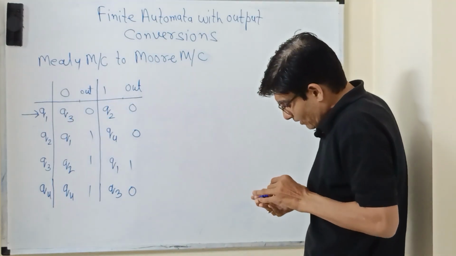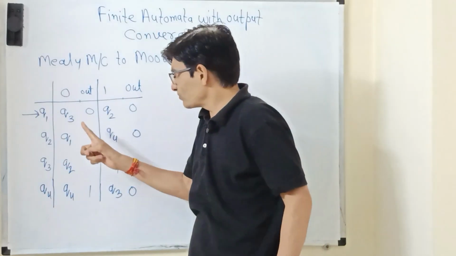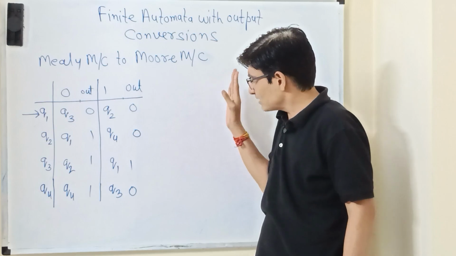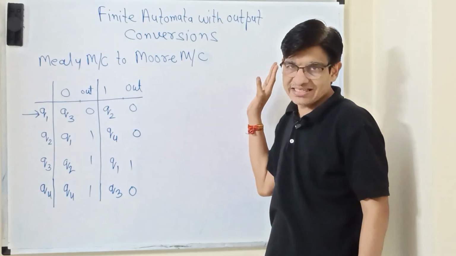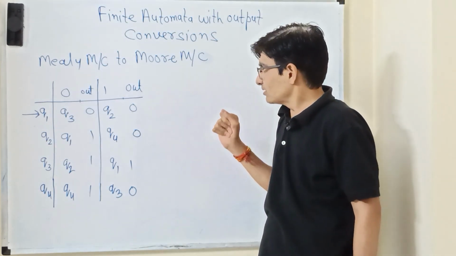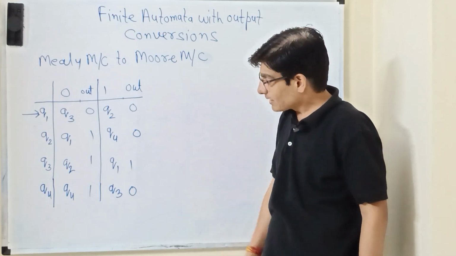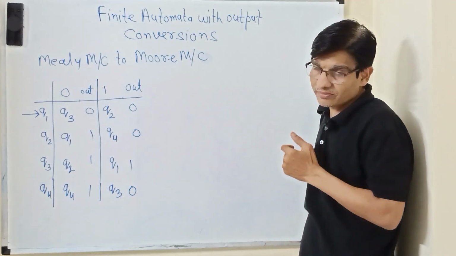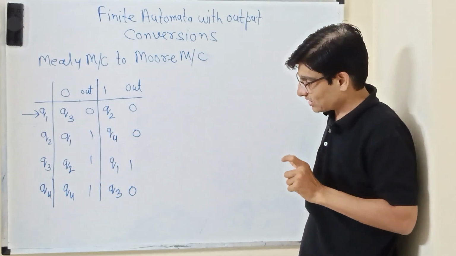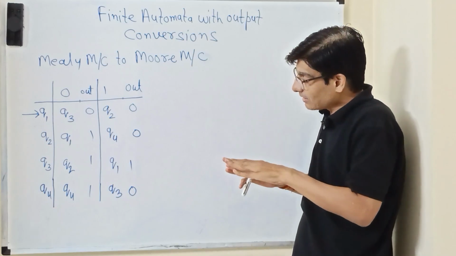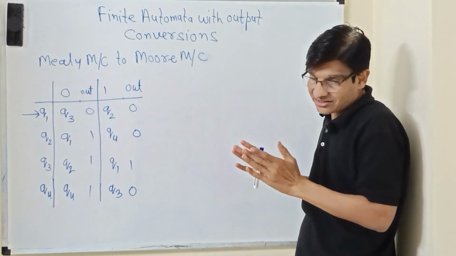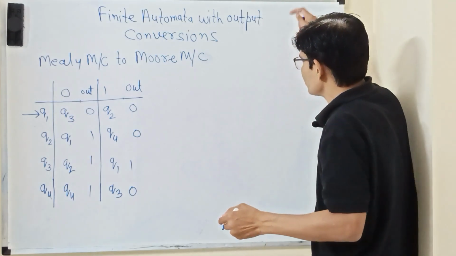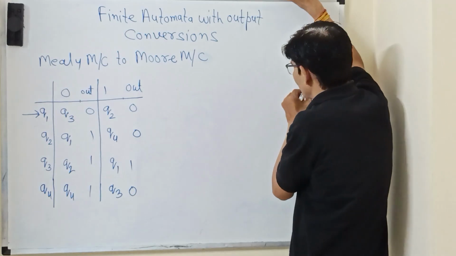Now friends, the states where only a single symbol is associated as output, we will have those states the same as they are in the Moore machine also, and the states which have more than one output symbol associated with them, we will divide these states for each output. So now I will tell you how to do it.